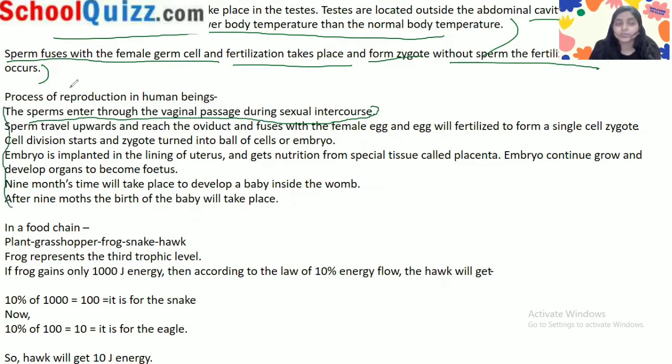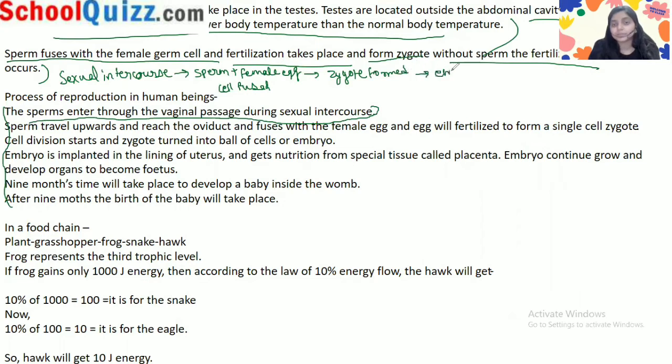So you can also do the process type, like: sexual intercourse, then sperm plus female egg fuse, then zygote forms, right? Then embryo forms, then foetus forms, and then the baby is born.